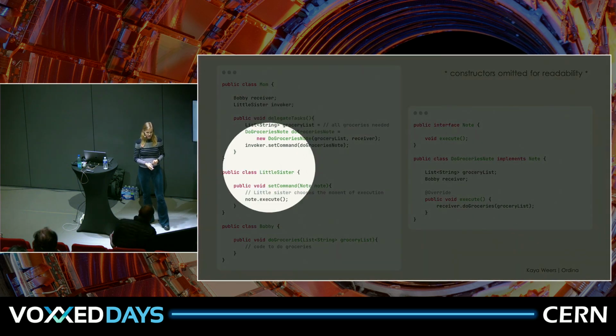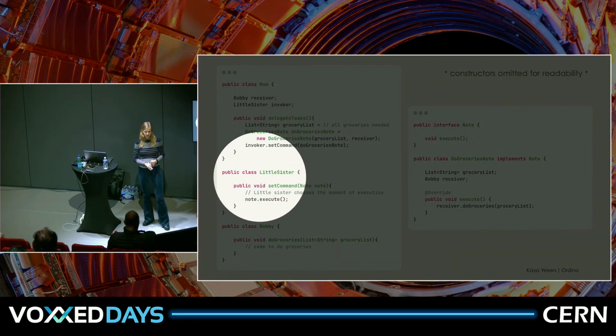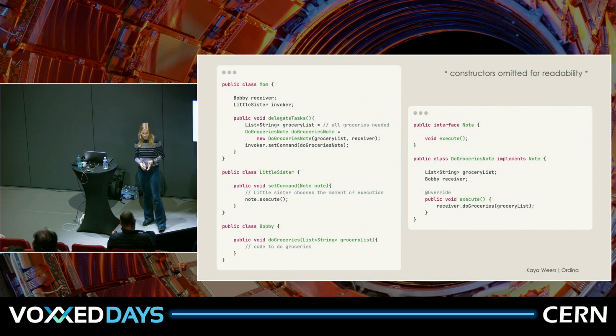And then easy for little sister. She just has to execute on it. That's it. And what we see in here is that the little sister will execute it directly. So as soon as she's called with here's a node, she will bring the node to the table. But it doesn't have to be like that.